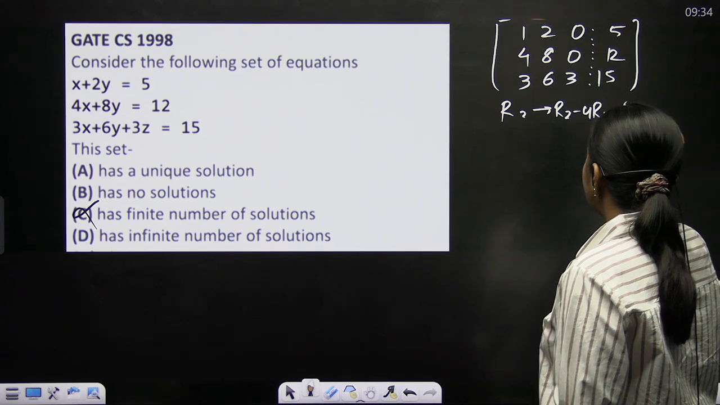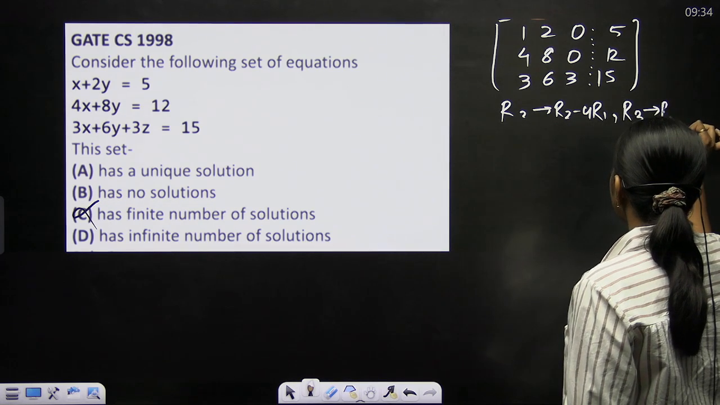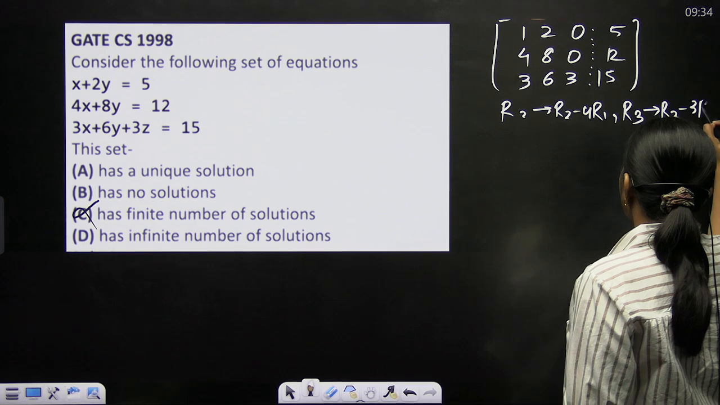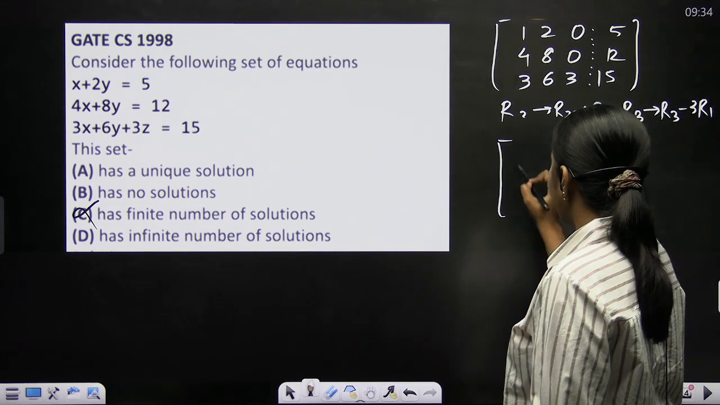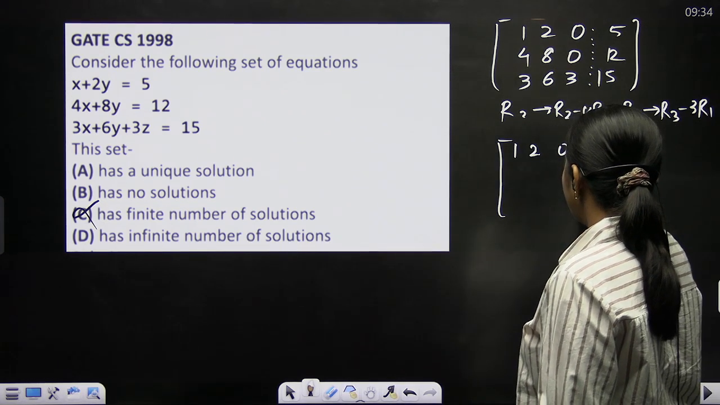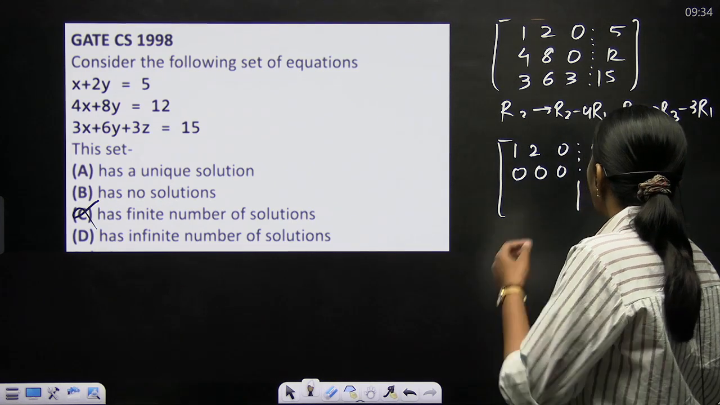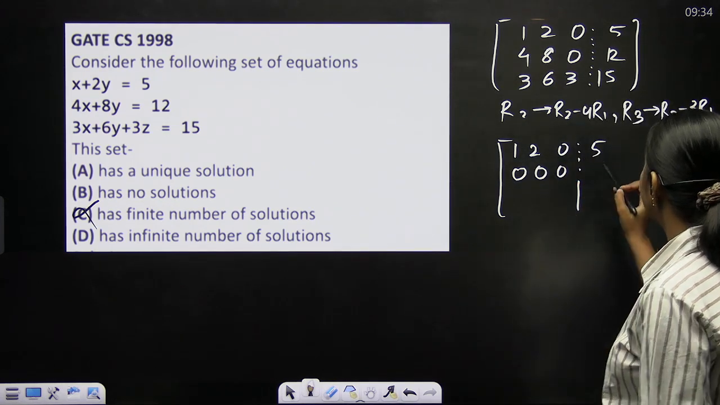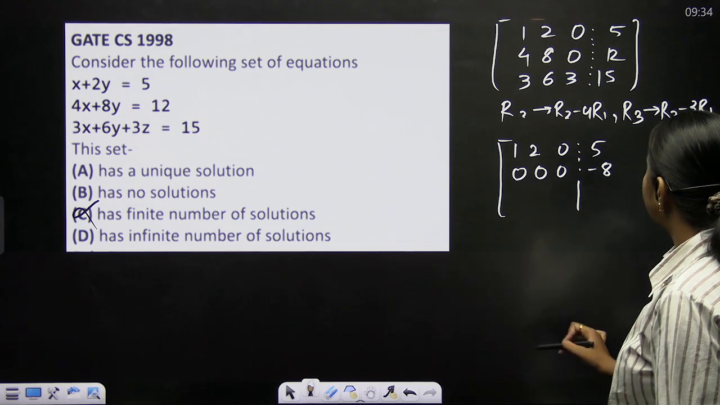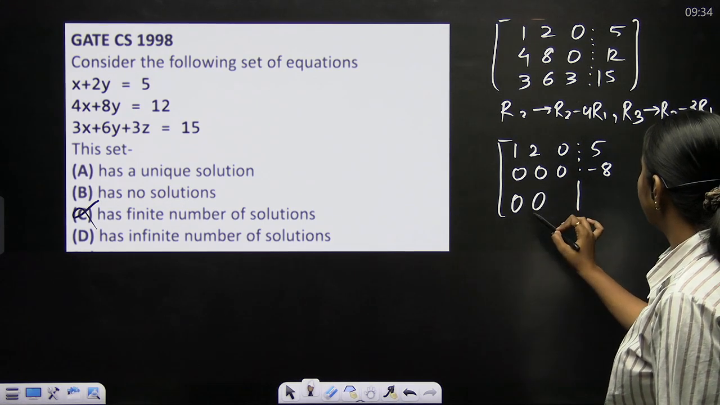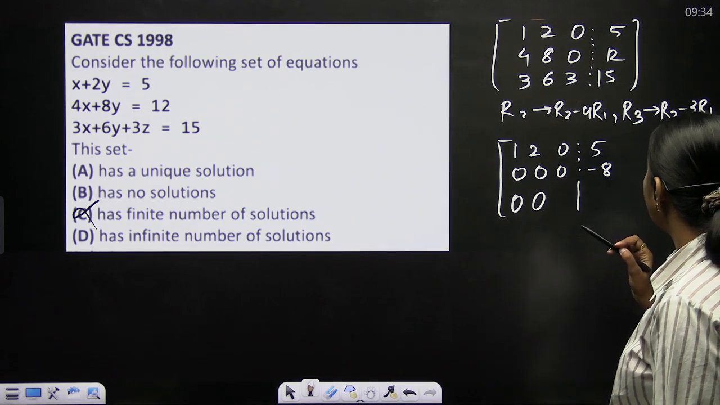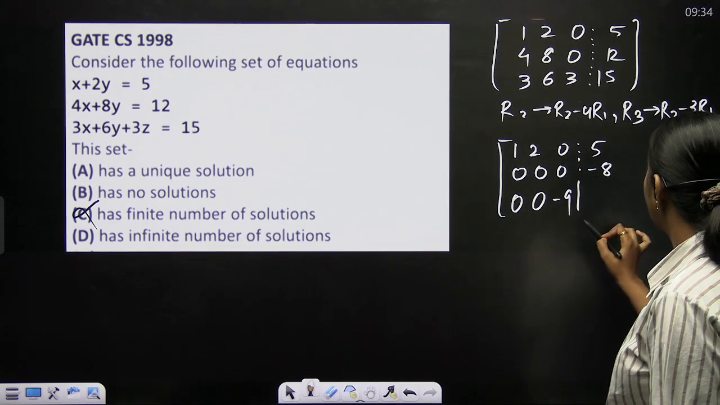R3 tends to R3 minus 3R1. Right, I'll solve it. What would I get? 1, 2, 0. This would be 5 and this would be 0, 0, 0 and 4 5s are 20 minus 8. R3 minus 3R1, 0, 0. 3 3s are 9 minus 9 and this would be 0.